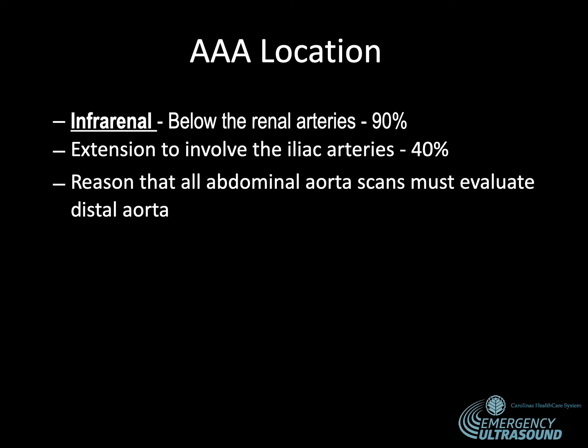Now, where are AAAs located? 90% of your AAAs are going to be below the renal arteries. In 40%, there'll be extension into the iliac arteries. So you need to evaluate the iliac arteries as well when you're evaluating the bifurcation. So make sure that you evaluate the distal aorta. This is a critical step in performing a AAA scan.